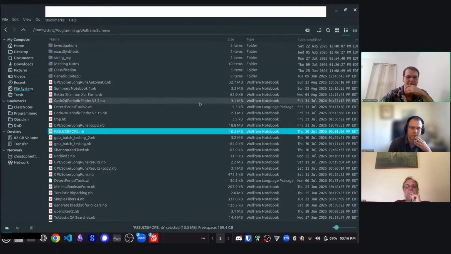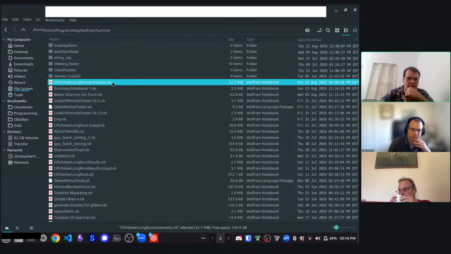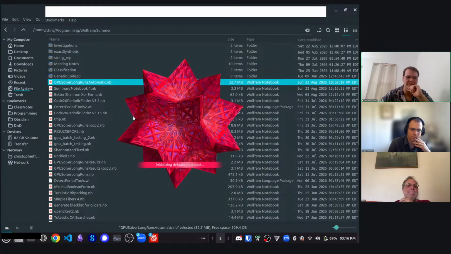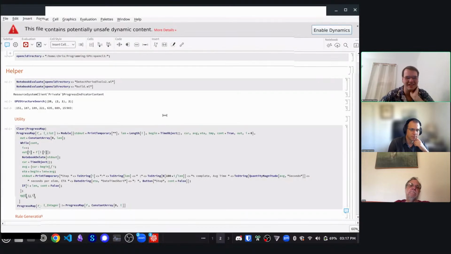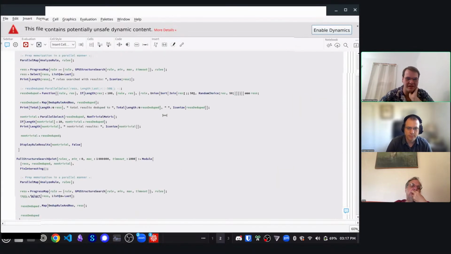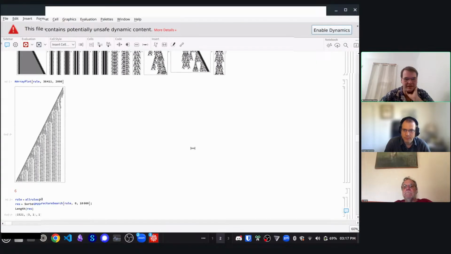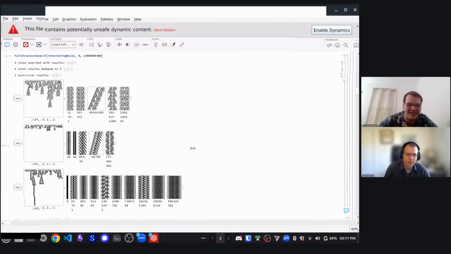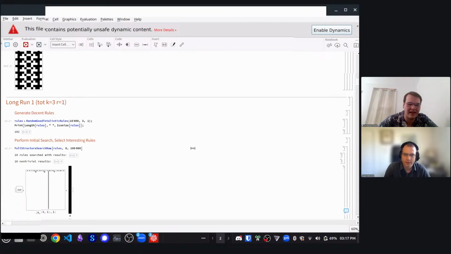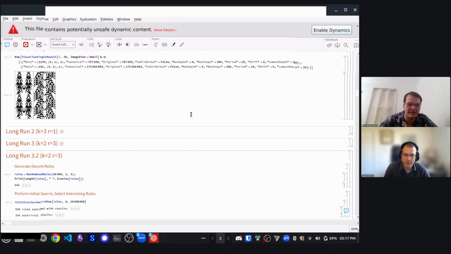Let's see. What else do I have? Here's a more automated version. A lot of these rules were just picked out by hand, like, oh, this looks interesting. But this was supposed to be a more automated version of that. It's a little laggy, I have to say, because it has a lot of these random plots in it. Okay, so here's totalistic k equals 3, r equals 1. And you get some interesting stuff there.